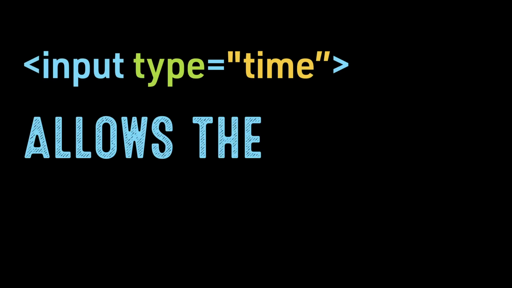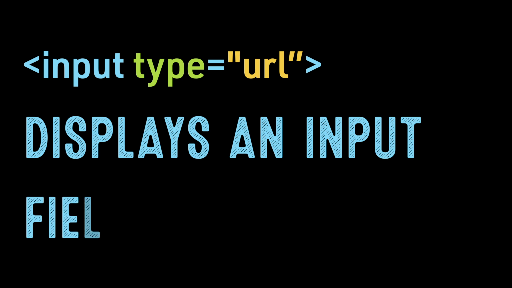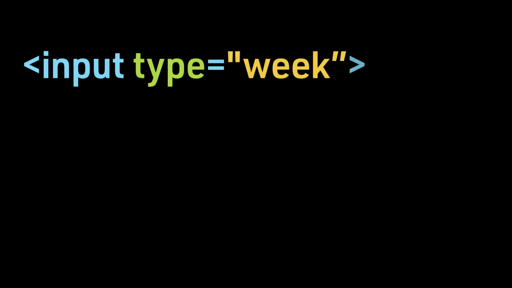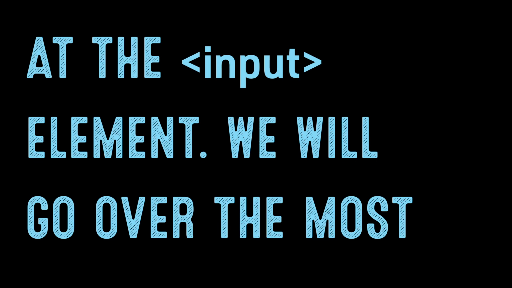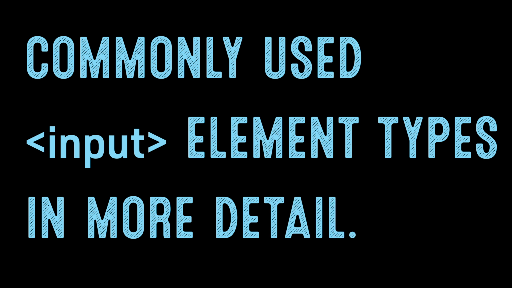Input type time allows the user to select a time. Input type URL displays an input field for a URL. Input type week, user can select a week and year. As you can see, an exhaustive list when just looking at the input element. We will go over the most commonly used input element types in more detail.